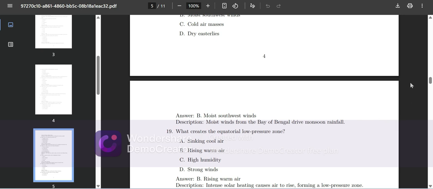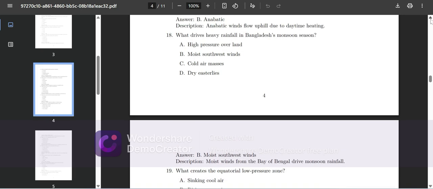No, it's not. What drives heavy rainfall in Bangladesh's monsoon season? Moist southeast winds. Moist southeast winds drive heavy rainfall in Bangladesh's monsoon season.